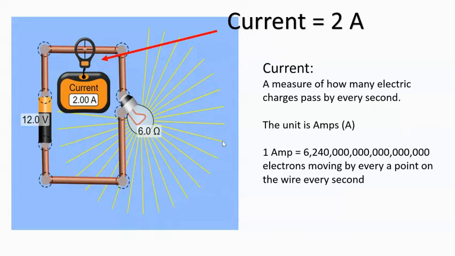There is a relationship between voltage, current, and resistance. Voltage is equal to current times resistance. So you see, 2 times 6 will give you 12.